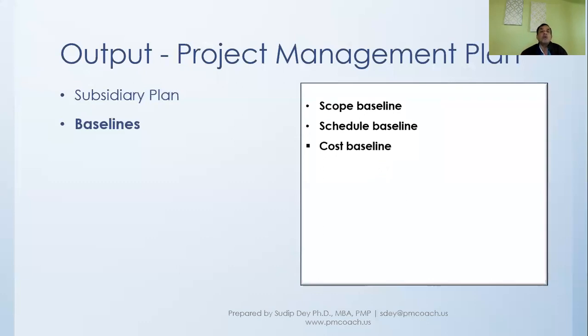Scope in terms of what we are providing in terms of functionality, schedule in terms of how much time we're taking, how much we've committed, or how much we've planned for, and cost is about the budget that we have put and how much we're spending. So these are the baselines. These are the baseline plans based on which we will move through the project, and the performance of our project will be measured.